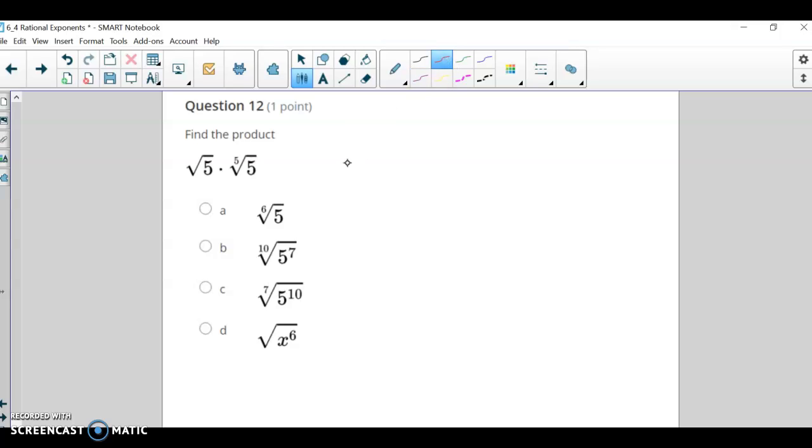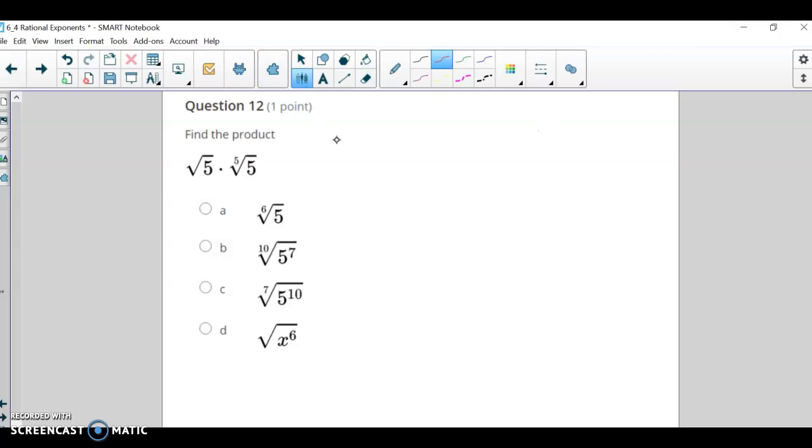All right, this video is going over number 12 from section 6.4 day 1. We want to simplify this product, and it'd be nice if they were both square roots, right? Because I could combine them into like root 25, but we have a square root and a fifth root, so we can't do that trick. It's not going to work for this particular question.